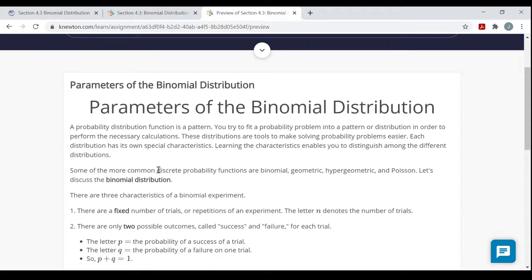Some of the more common discrete probability distribution functions are the binomial, which we'll be learning about here, the geometric probability distribution function, the hypergeometric, and the Poisson. Now these last 3 we are not going to be covering in this course, unfortunately. The only one you're going to be learning about is the binomial distribution. So let's discuss the binomial distribution.